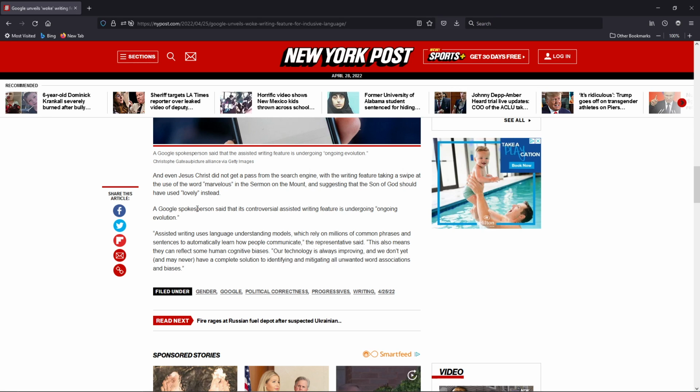But here, a Google spokesperson said that its controversial assisted writing feature is undergoing ongoing evolution. Assisted writing uses language understanding models, which rely on millions of common phrases and sentences to automatically learn how people communicate, the representative said. This also means that they can reflect some human cognitive biases. Our technology is always improving, and we don't yet, or may never, have a complete solution to identifying and mitigating all unwanted word associations and biases. Because you can't do it.